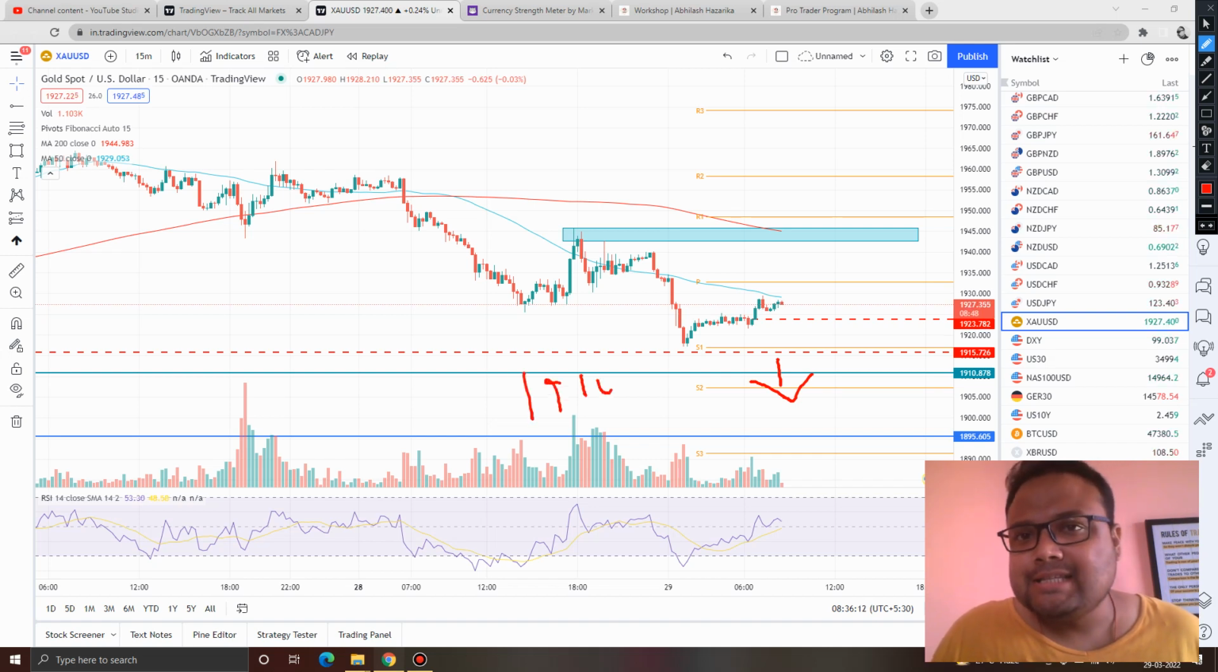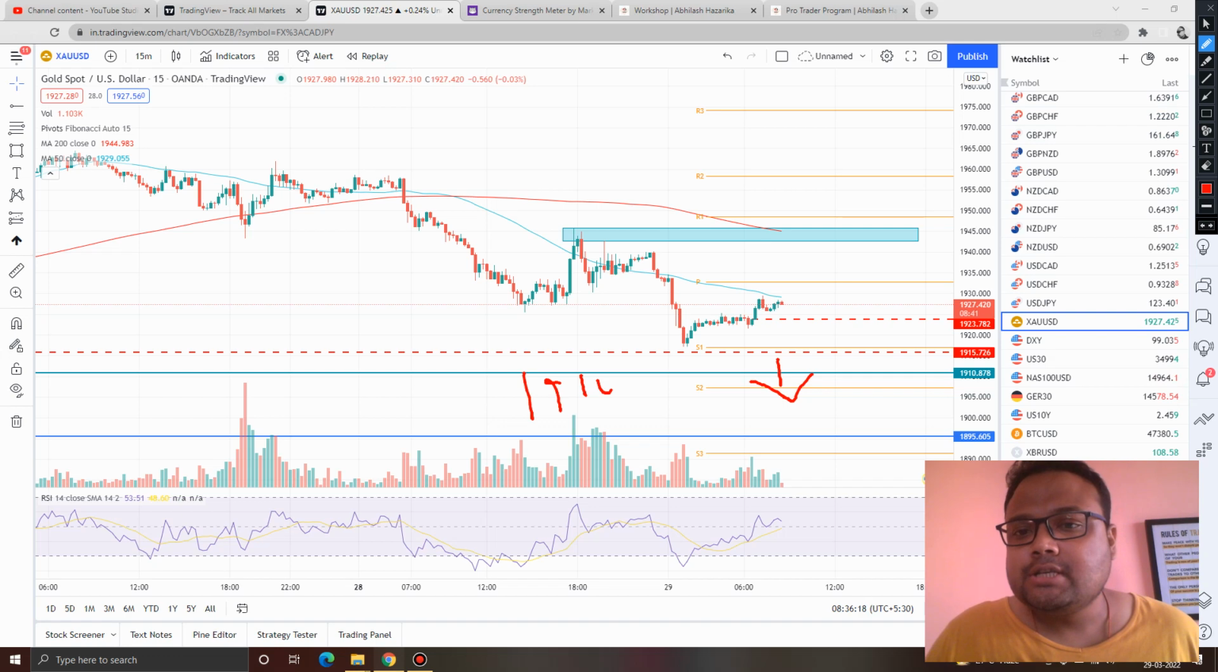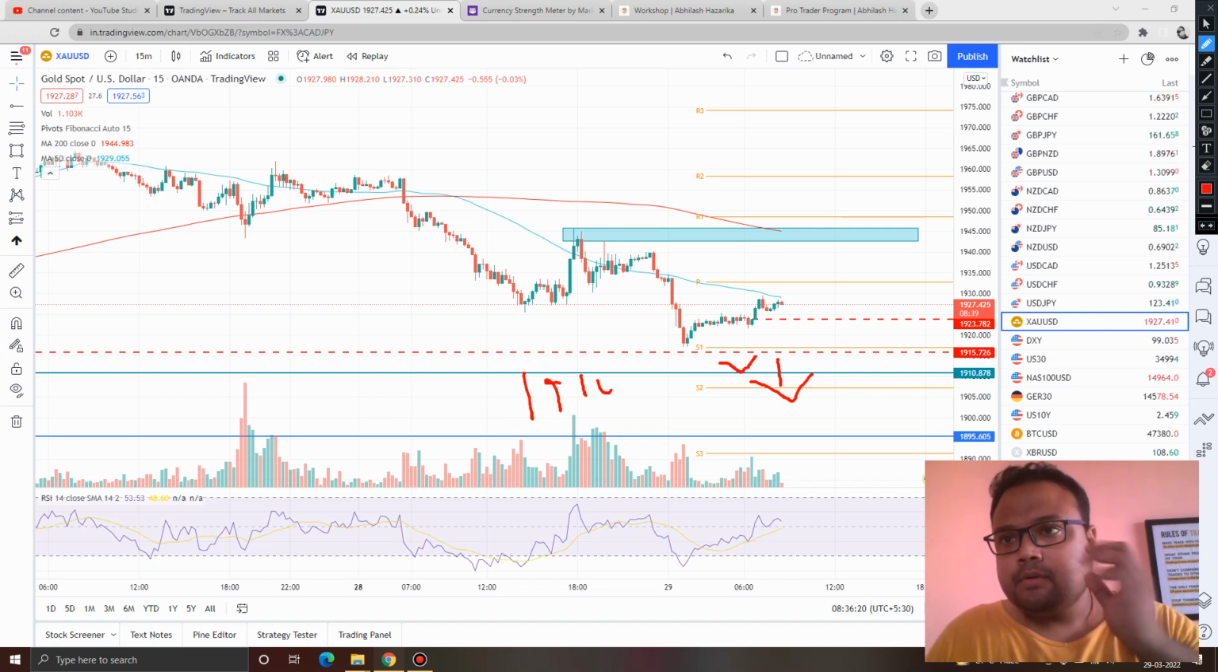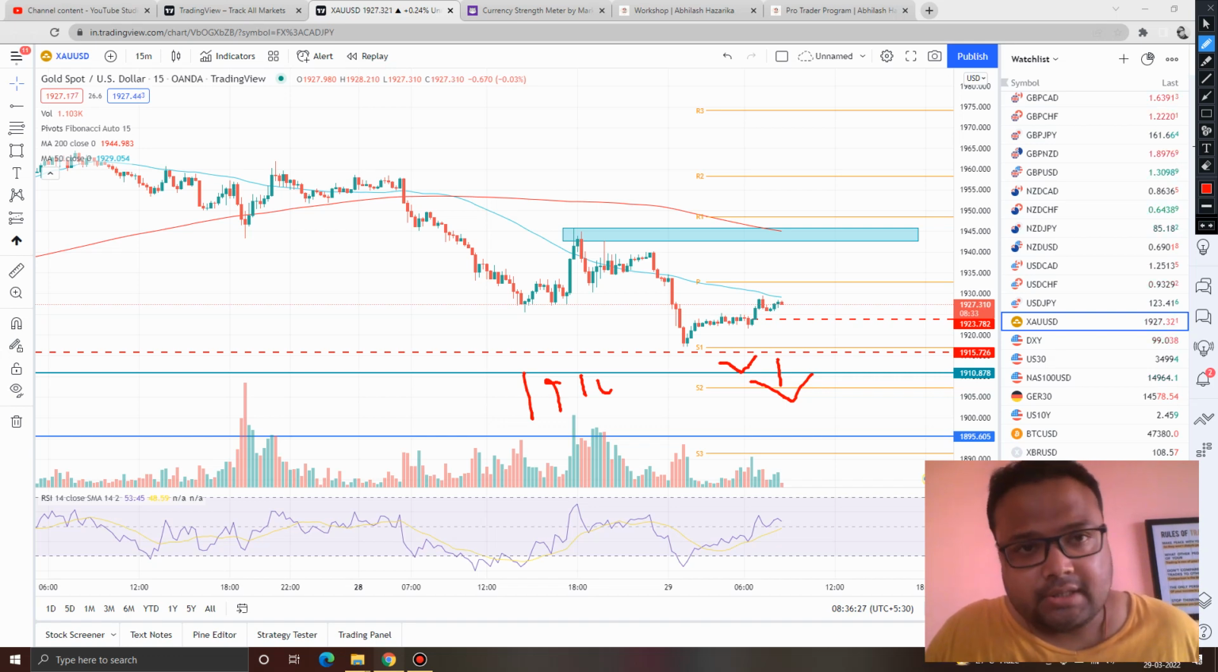But as I just said, there's a high possibility of market bouncing from 1910 level. So if market bounces from 1910 level, you will get another selling opportunity. Yes, you can also go for a buy, but market will again retrace. Market will face resistance again at 1923.